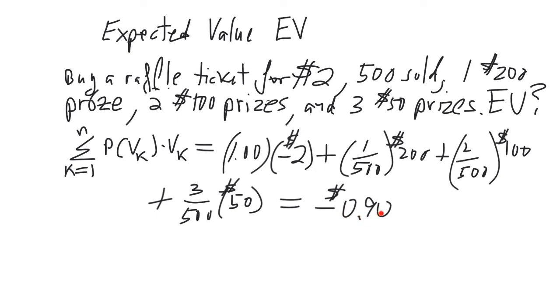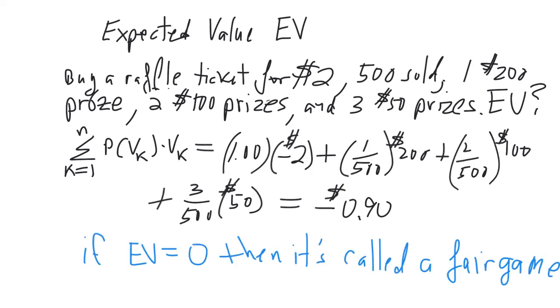And what that means is that if you played this raffle over and over and over again, many, many times, the same exact situation, on average, you should expect that you would lose 90 cents every single time. Even though you'd get some big wins, on average, you would lose 90 cents. So if the expected value had come out to 0, in that case, it's called a fair game. It's a break-even kind of situation. If it had come out to be positive, you should definitely play this raffle, because on average, you will be making money.